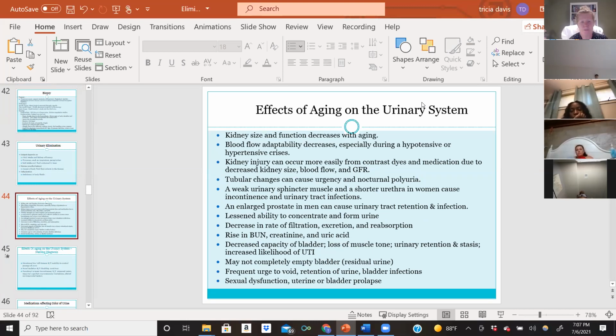All right, so what types of effects do we see on the urinary system with aging? So the kidney size and the function of our kidneys is going to decrease as we get older. The blood flow adaptability is going to decrease, especially during a hypotensive or a hypertensive crisis.